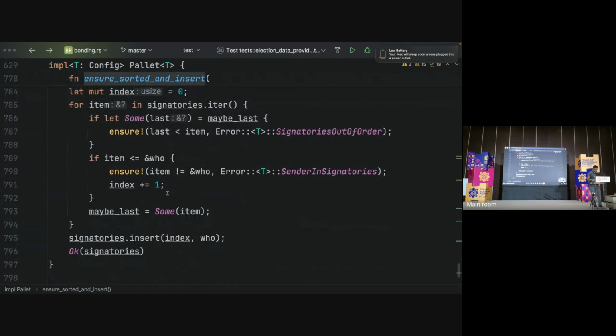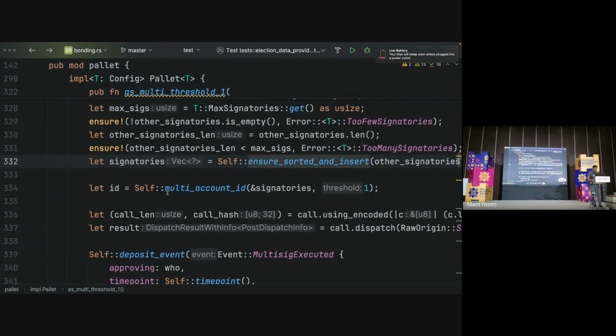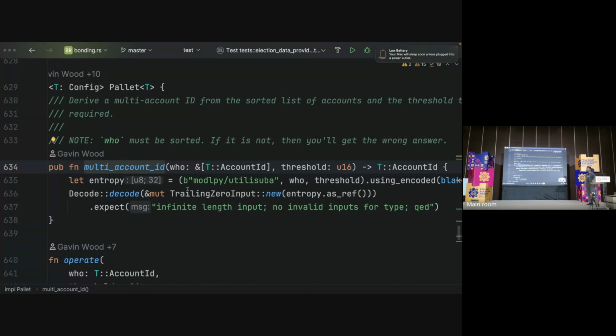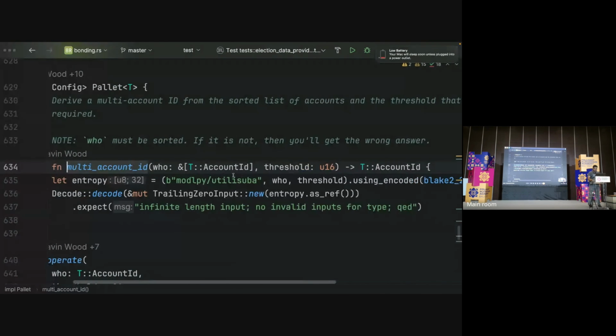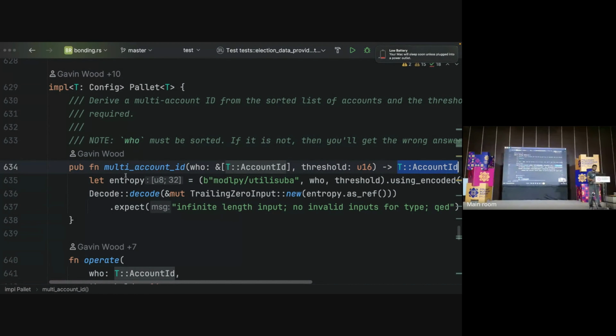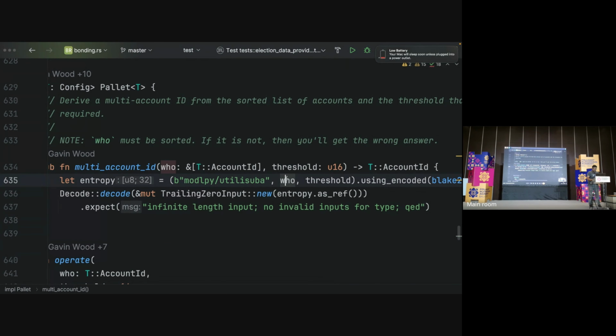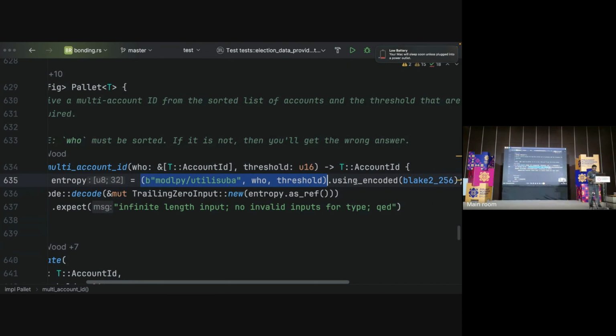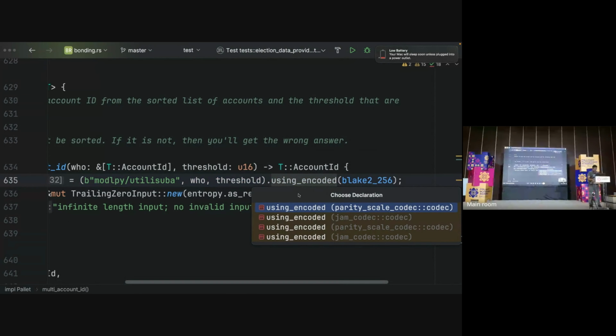Actually, I want to see how they generate the multisig account. That would be interesting. Yes, here. Okay, this is fun. What's happening here? So this guy is taking a set of account IDs, some threshold, and based on that, it is returning a new account ID, right? How it is doing it, it takes some entropy, some random string. Also the set of accounts and some threshold, takes all this and uses something called using encoded. Let's see.